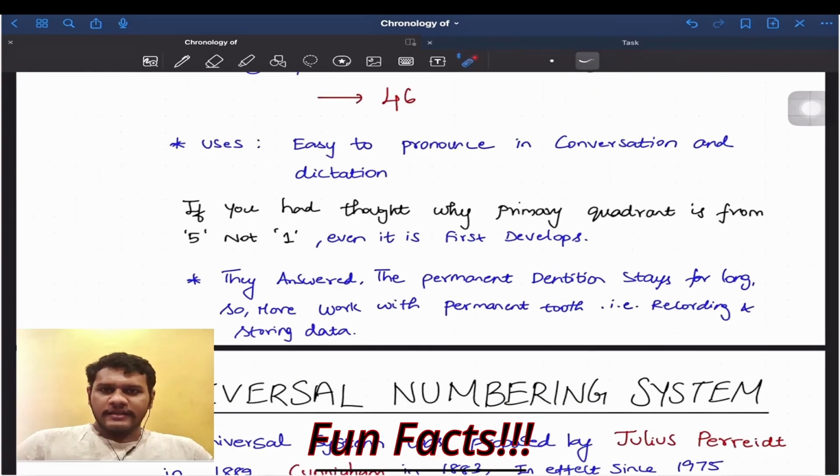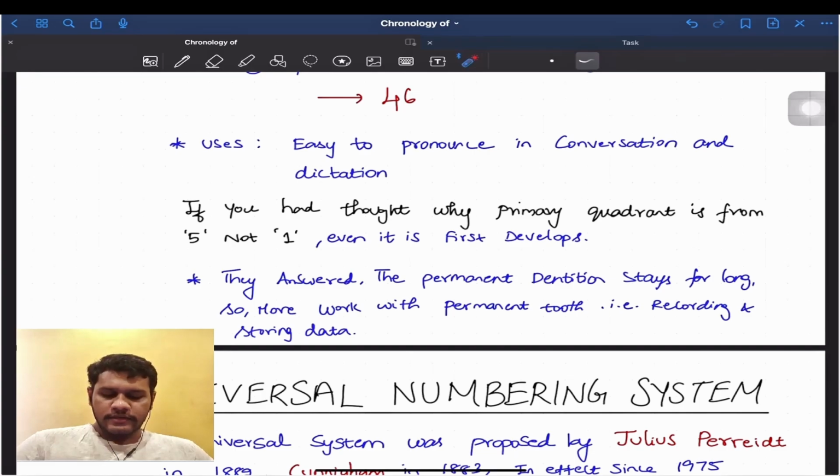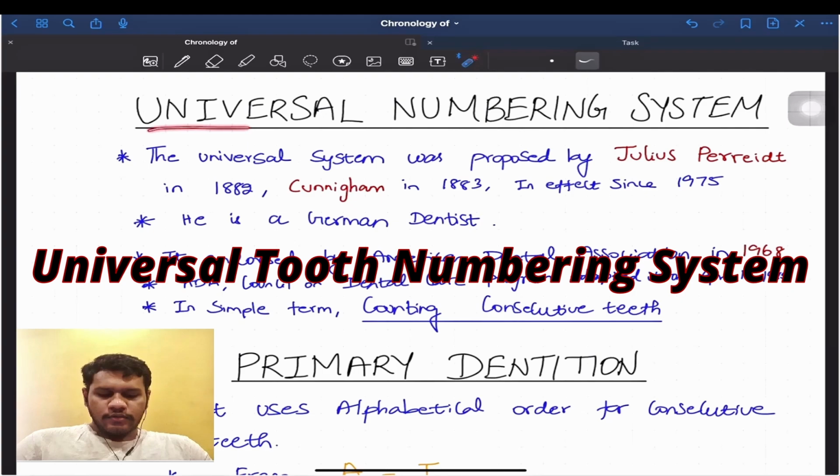I said the primary starts with 5, the permanent starts with 1. Have you thought why the primary teeth quadrant is not designated from 1, even though this dentition comes first? The same question was raised by many dentists in the conference where they proposed this system. They answered that the permanent dentition stays for a long period. The primary dentition stays for a period of about 11 years, but the permanent dentition stays for more than 50, 60, 70 years. So there will be a lot more time working with the permanent dentition, recording and storing data. So they gave quadrant numbering from 1 to the permanent. This is the third numbering system, the universal numbering system.